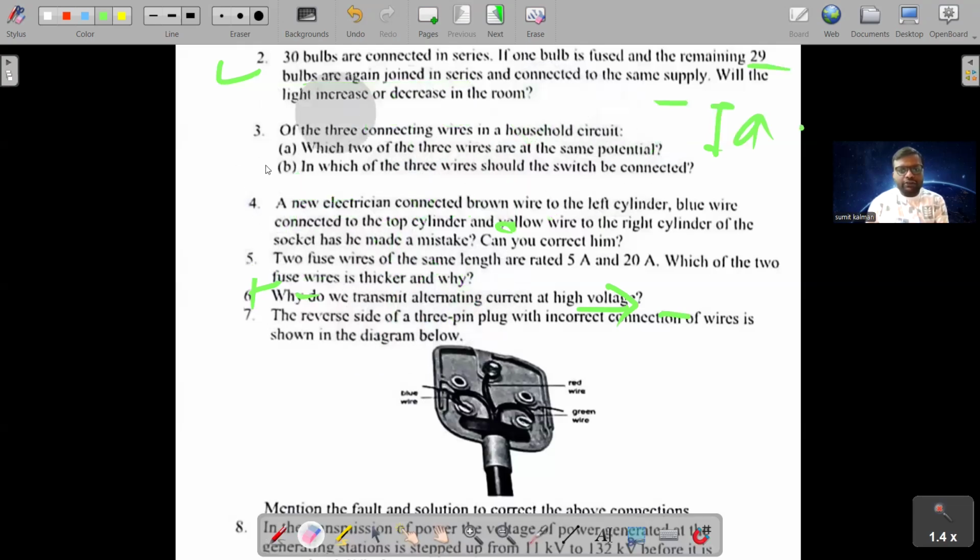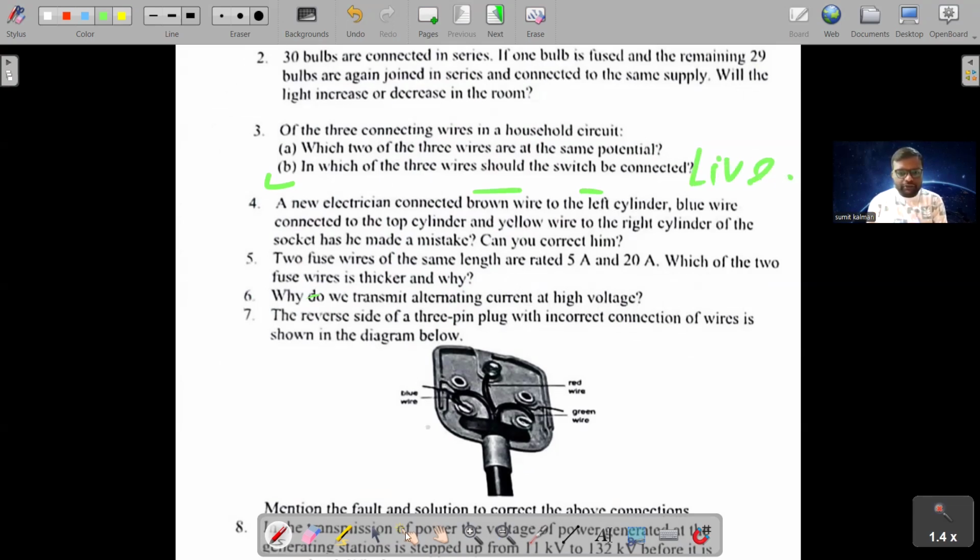Now next: out of three connecting wires in a household circuit, which two wires are at the same potential? So here, earth and neutral wire are at the same potential. And next: in which of the three wires should the switch be connected? Switch is always connected in the live wire.